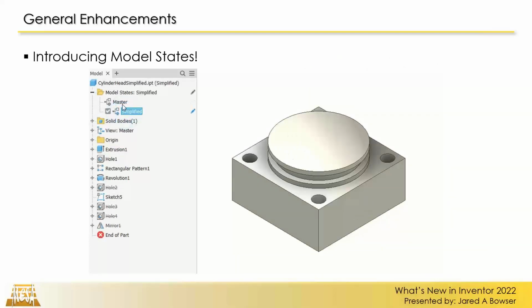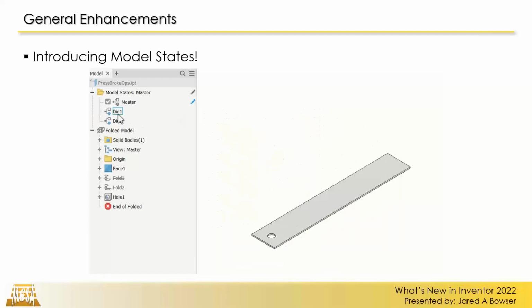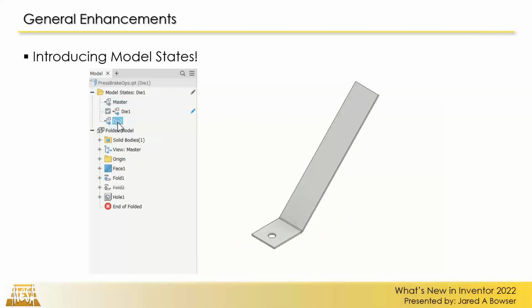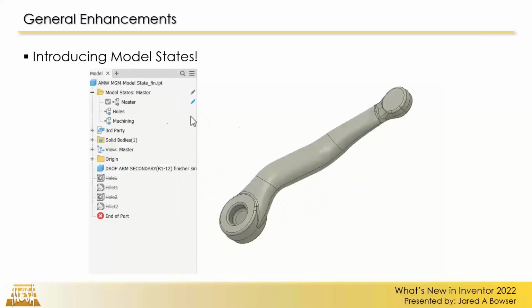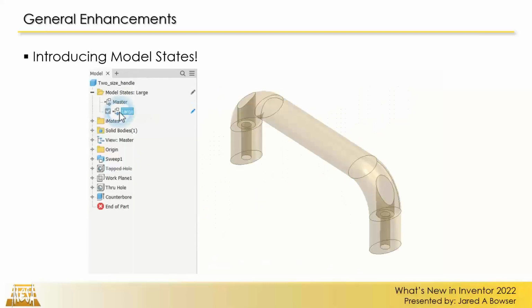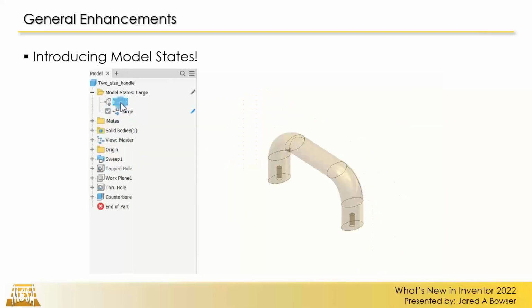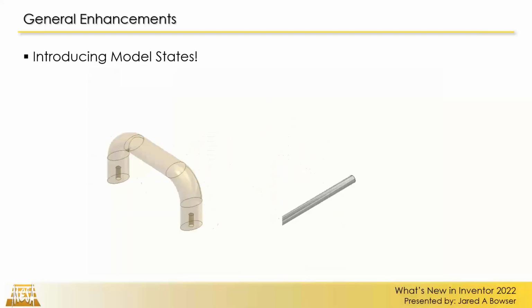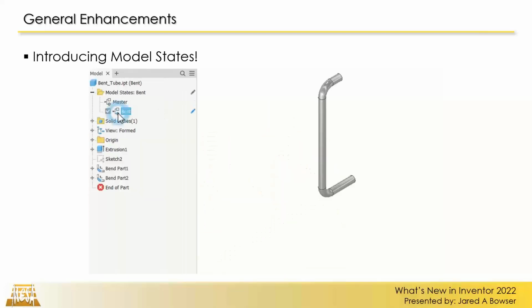Here's the big one for 2022, and we're going to spend a bit of time on this one on the demo side. We'll spend a bit of time on it here in the presentation side as well. These are model states. If you've worked with levels of detail on the assembly side in previous versions, you're going to need to get used to model states now. The nice thing is everything from level of detail is going to translate over automatically, but model states is a new and very much improved workflow compared to level of detail.